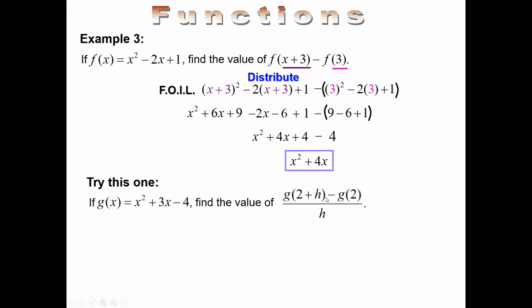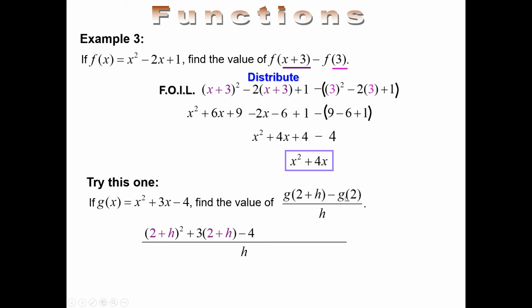So let's think of just g of 2 plus h. That means I'm going to plug in 2 plus h here and here. Okay, there's going to be a lot going on, so you need some room. So I'm going to do 2 plus h squared plus 3 times 2 plus h minus 4. So that's that part right there. That portion is done. I don't need to do anything with the h because the h is just divided by h. That's it.